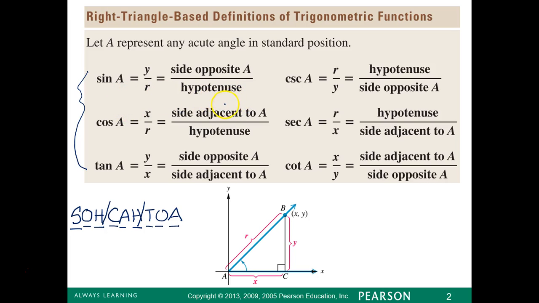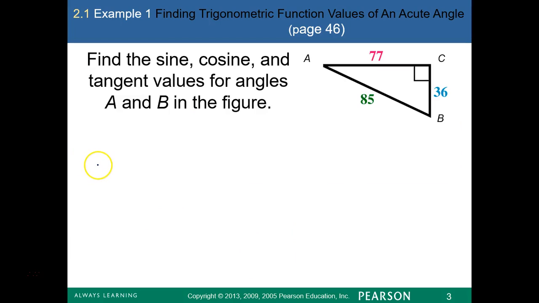And then, as you remember before in the previous chapter, once you have sine, cosine, tangent, you can come up with your cosecant, secant, and cotangent values. All right, so here's our first example, and we are asked to find the sine, cosine, tangent values for angles A and B in our figure. So in our figure, let's find where my pen is. There it is. Here's angle A, and we're asked to find the sine, cosine, tangent of angle A, and then we'll also look at the sine, cosine, tangent of angle B. But let's focus on A first.